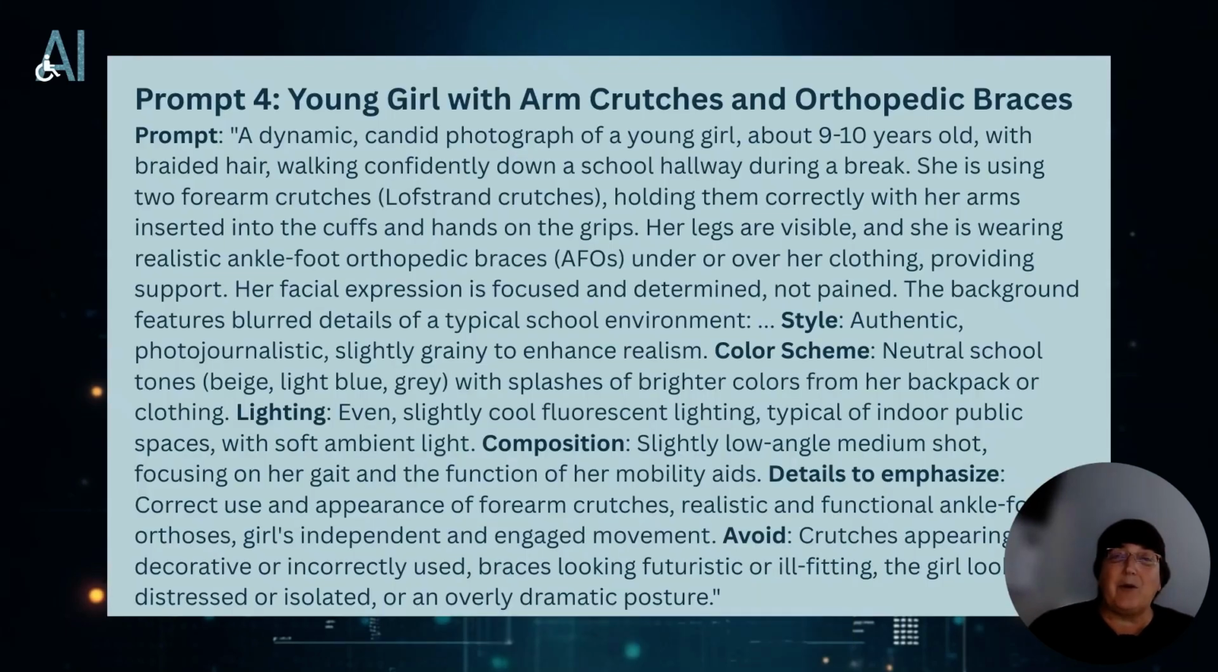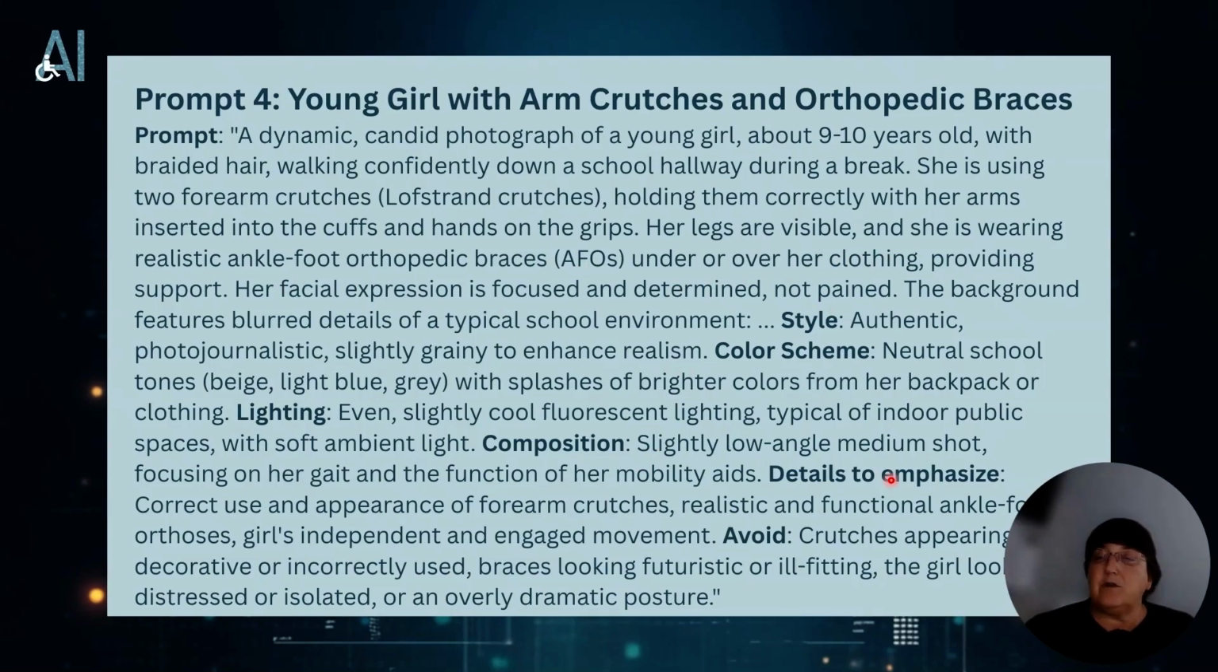All right, so let's look at our last one. This prompt was a young girl with arm crutches and orthopedic braces, but they aren't underarm crutches that I was asking for. I was asking for the forearm crutches. So we were looking for a photo of a 9 to 10-year-old girl. So it says she's using 2 forearm crutches, and they're Lofstrand crutches, holding them correctly with their arms inserted into the cuffs and hands on the grips. I'll show you a picture in just a minute if you're not sure what this is. Her legs are visible, and she's wearing realistic ankle-foot orthopedic braces, or AFOs, under or over her clothing, providing support.